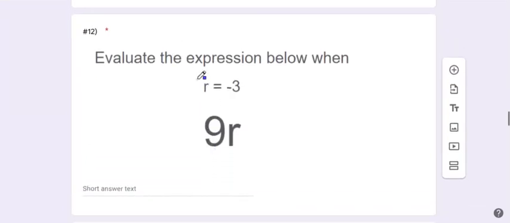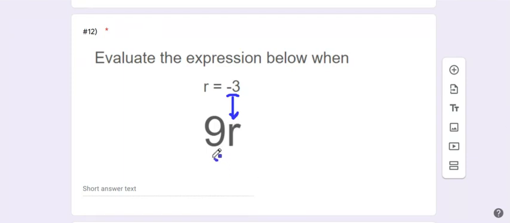Okay, number 12, evaluate this expression. So again, we're going to take this negative 3, we're going to plug it in right there. Now, if I were to ask you, what does 9r mean? You should be able to tell me that 9r means 9 times r. If you have a number written right next to a variable, that is understood to be multiplication.